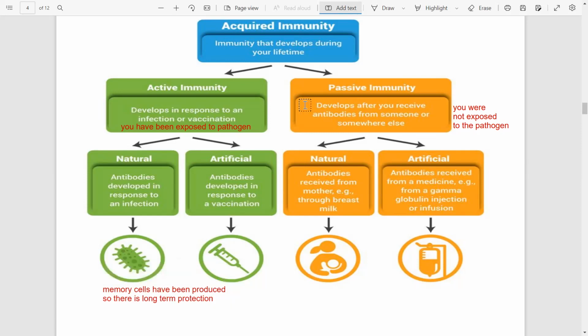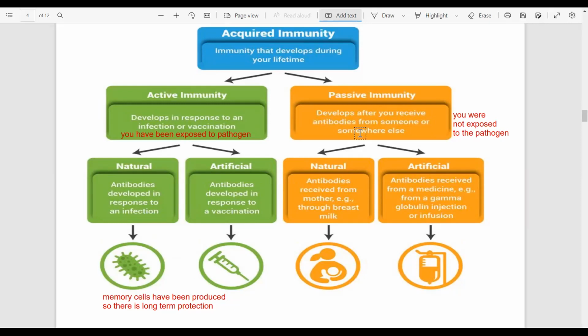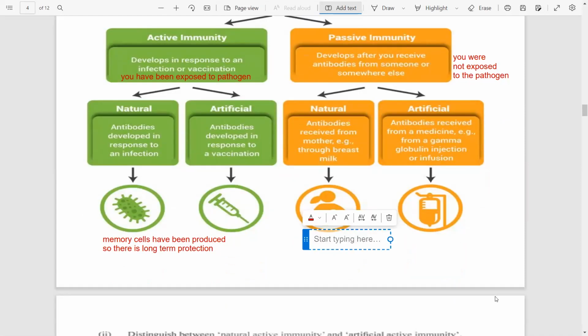All right, passive immunity now develops after you receive antibodies from somebody somewhere else. It could be natural, that you received it from your mother through breast milk, or artificial, that you got the antibodies from a medical facility. But the thing is that no memory cells have been produced. Right, so it only gives temporary immunity.